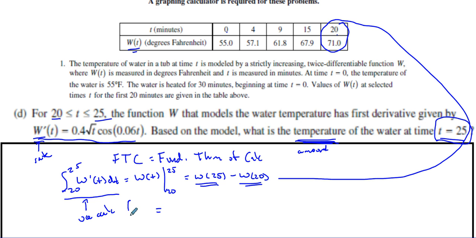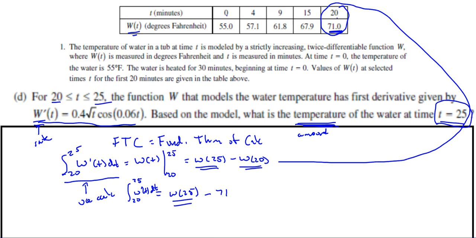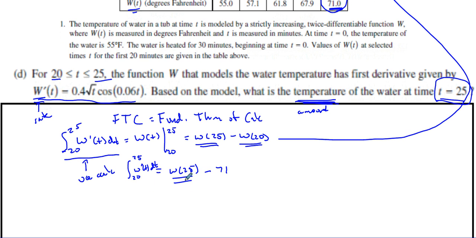We know that the integral from 20 to 25 of w prime of t, which we're going to find out in our calculator in just a minute, is going to equal w of 25, which we're trying to find, minus w of 20, which we know is 71. And this is where we use the fundamental theorem and an accumulation function. We're going to add the 71 to the other side. So 71 plus the integral from 20 to 25 of w prime of t dt is going to equal what we're looking for right there.